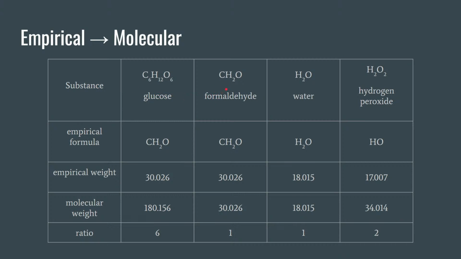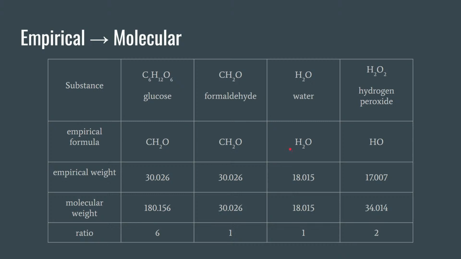Then we have formaldehyde. Formaldehyde has the molecular formula CH2O, which is the exact same thing as the empirical formula. So glucose and formaldehyde have the same empirical formula. Therefore, they have the same empirical weights. But they have very different molar masses, very different molecular weights. You see here, that experiment determines that the molecular weight of formaldehyde is 30.026. So this divided by that, molecular weight divided by the empirical weight gives us just 1, meaning that the empirical formula and the molecular formula are identical.